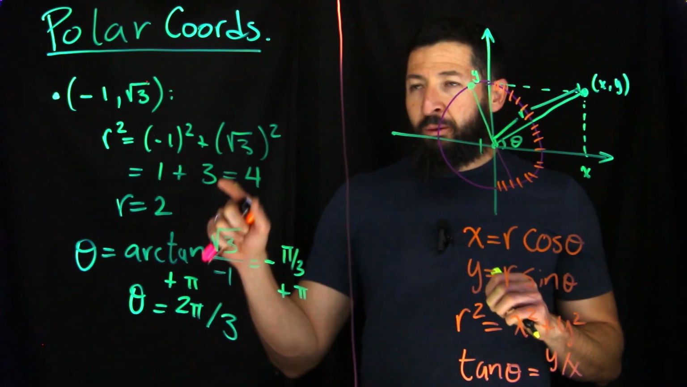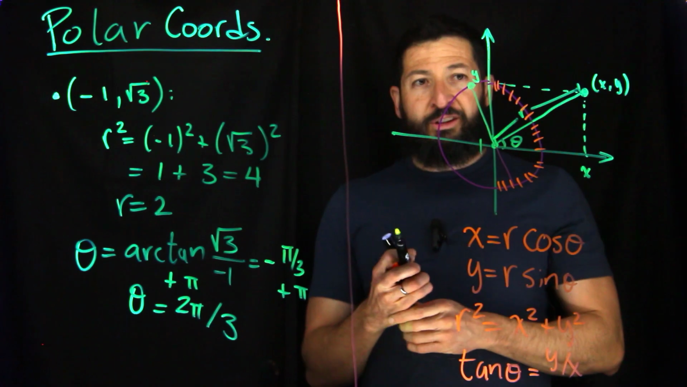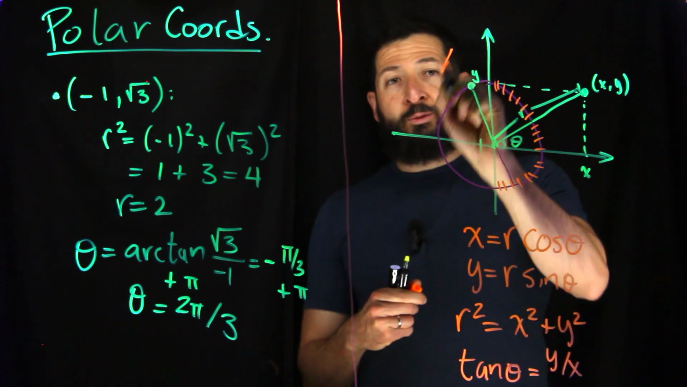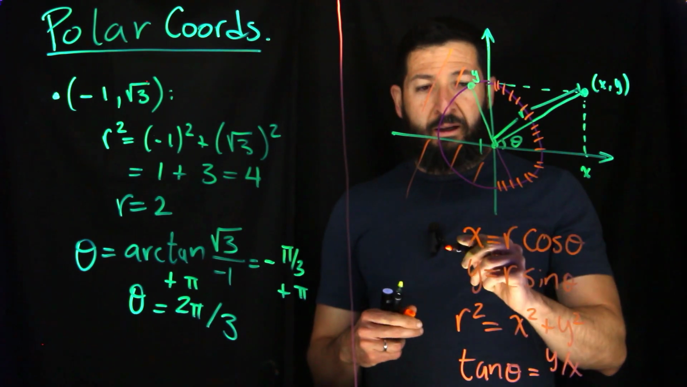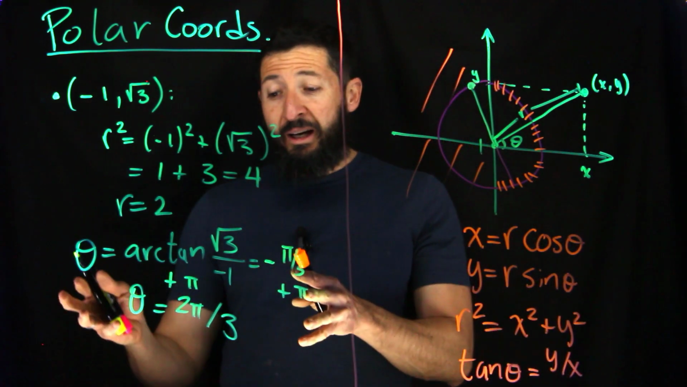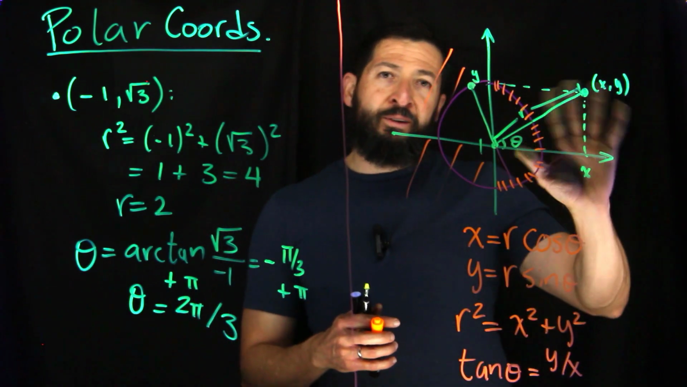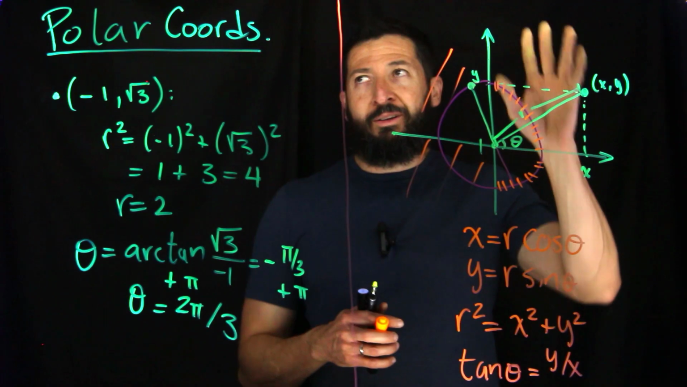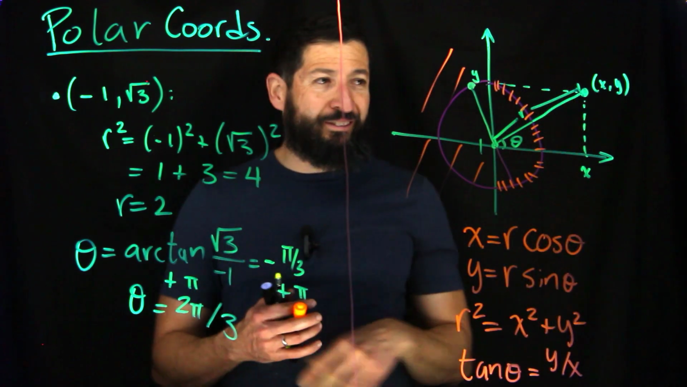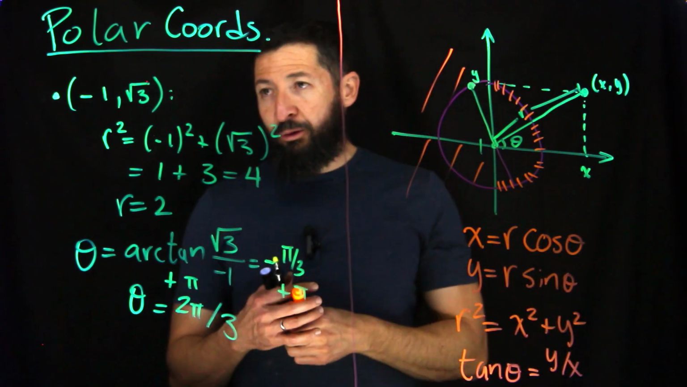However, I do want to warn you, whenever you convert points, plot them so that you see where you land. If you land in the second or third quadrant, you will have to change your angle by adding pi. If you're in the first and fourth quadrants, you'll have no problem. You just do your arctangent and you're fine.